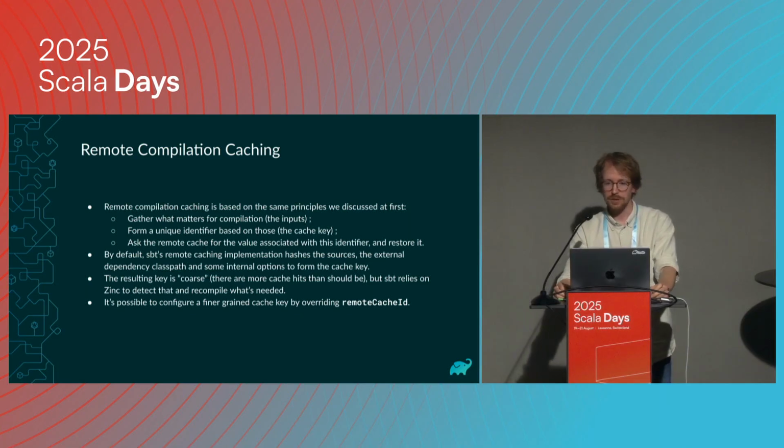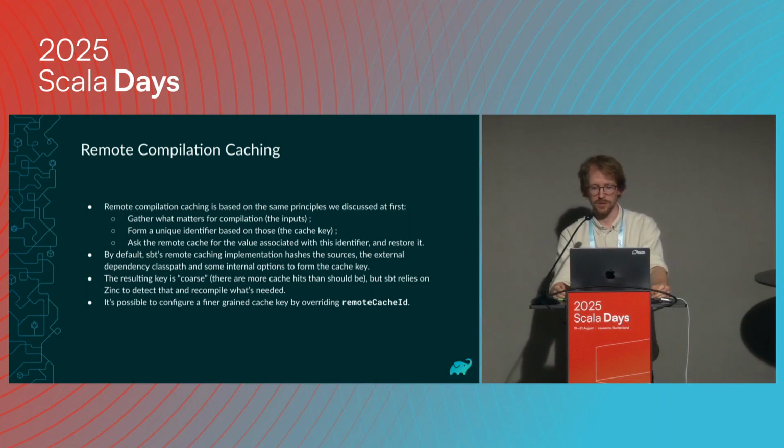So what we've seen here is based exactly on the same principles that we discussed at first. First, we have to gather everything that matters for the compilation. So those are the inputs of our task. Then we can compute a unique identifier, the cache key, and ask the remote cache for the value that is associated with this and restore it if it exists.